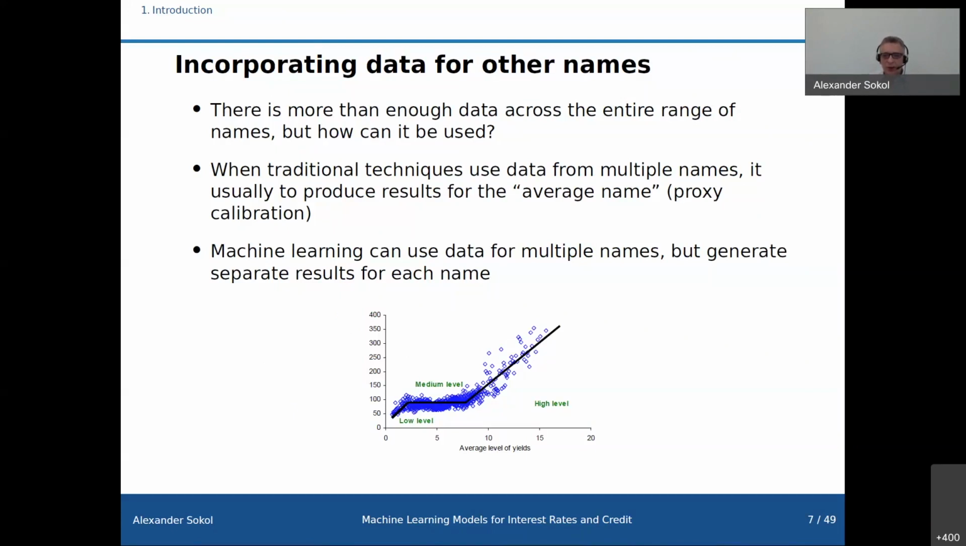Right. With traditional techniques, when you use data from multiple names, you usually produce results for the quote-unquote average name. That's normally called proxy calibration. For example, you can take credit data from all of the names with a particular rating and produce a prediction for a given rating. But in doing so, you will lose the information about the individual name. And again, that's not desirable.